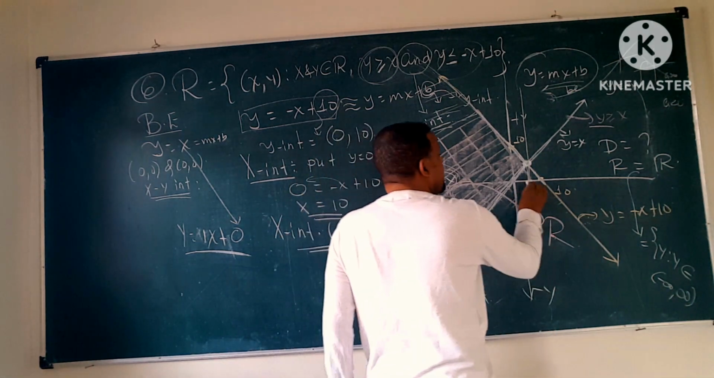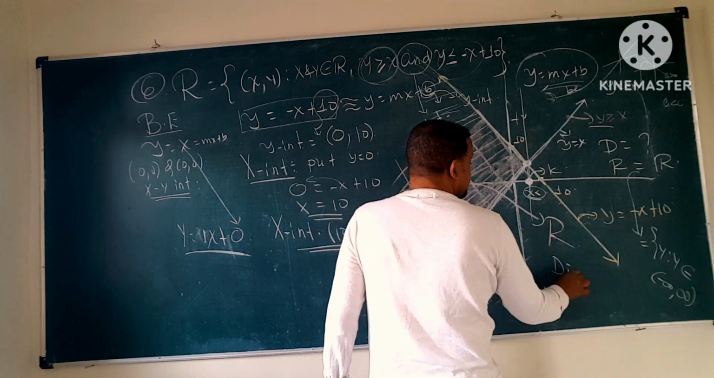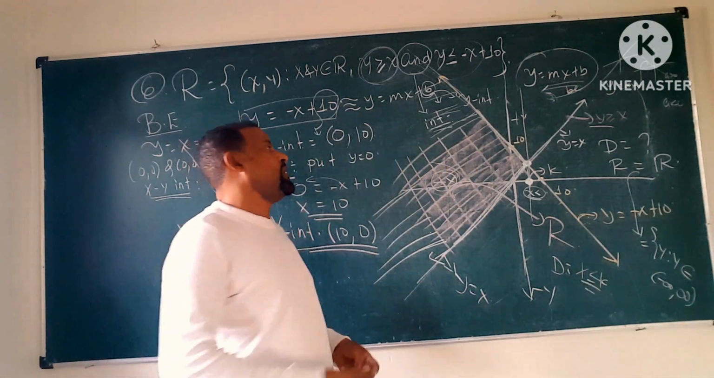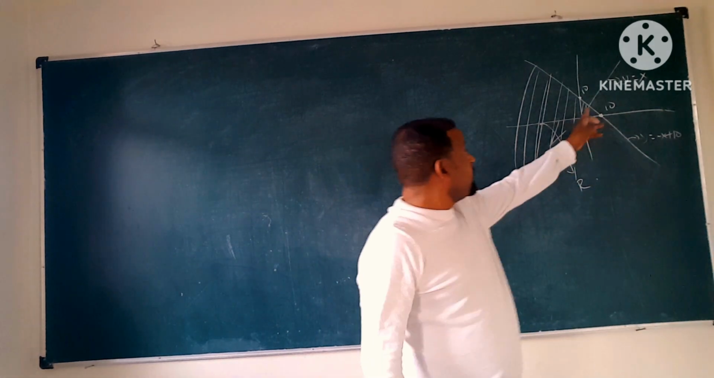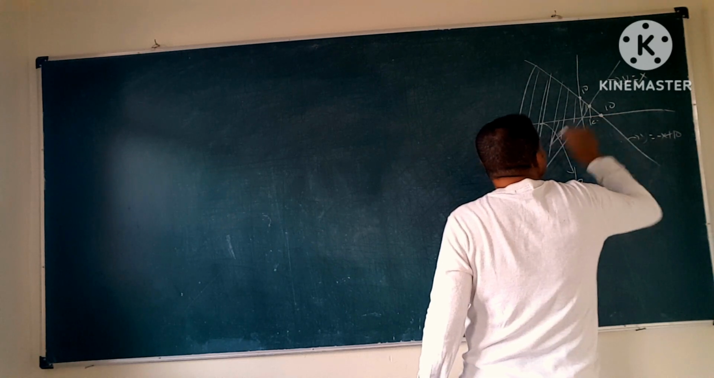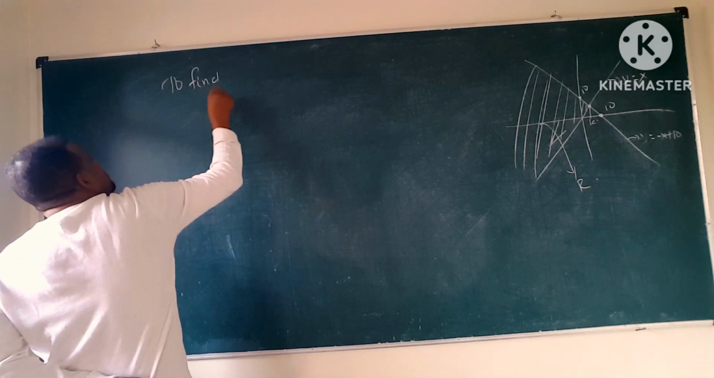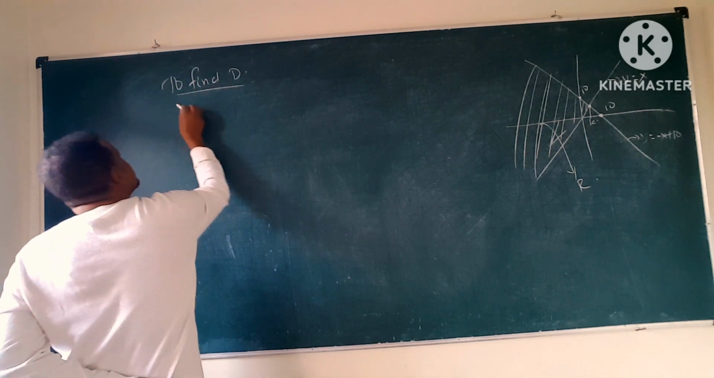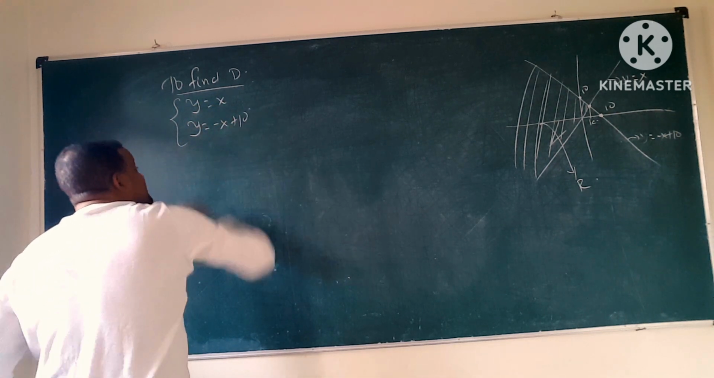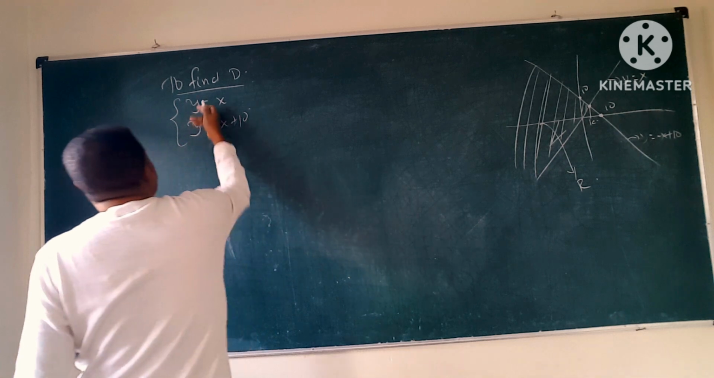Let's call this point k. So our domain is x less than or equal to k, and we need to find the value of k, the x value where the two lines meet. To find the intersection point of y equals x and y equals negative x plus 10, we solve them simultaneously.